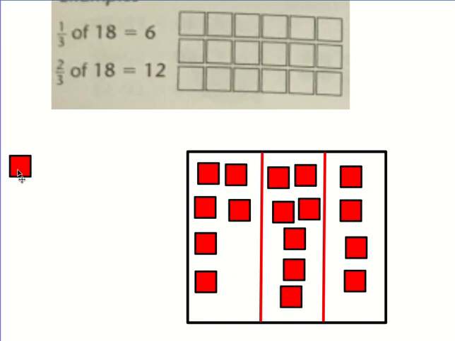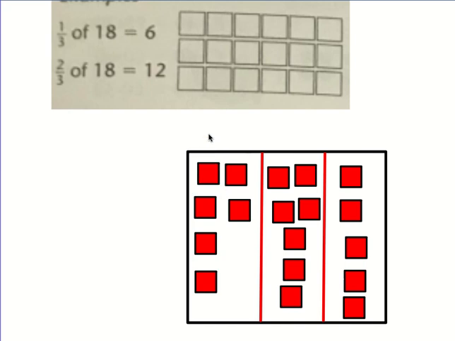And there we have it. We've got no more left over. Each one has the same amount. Let's see how many we've got. So in 1/3, because this section is 1 out of 3, we've got 1, 2, 3, 4, 5, 6. So 1/3 is indeed 6.